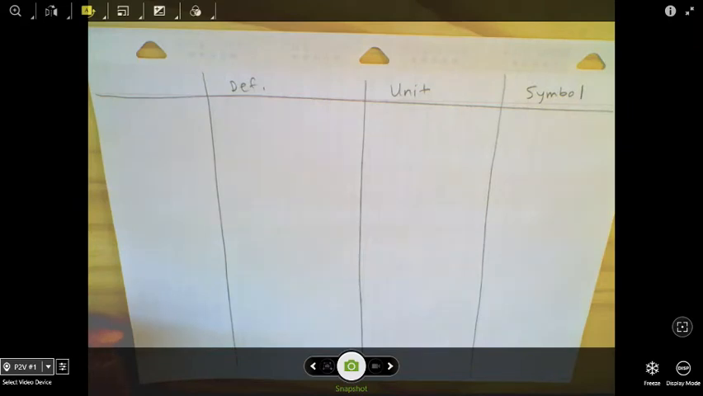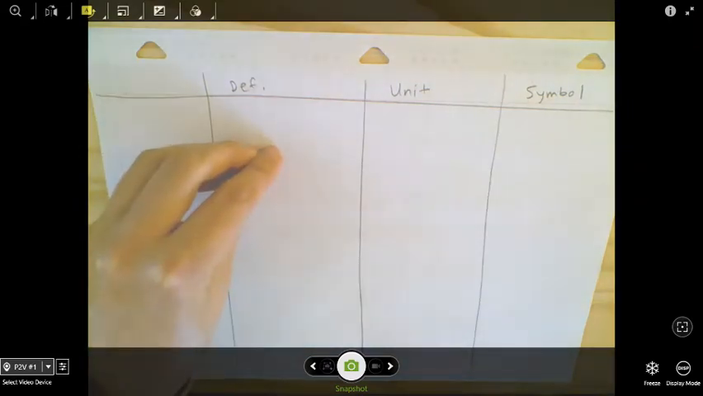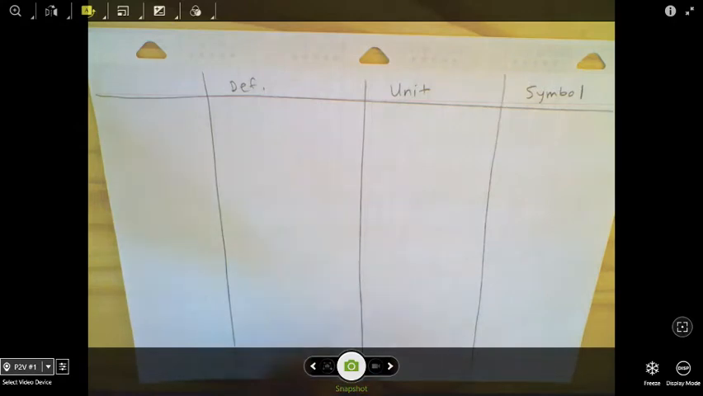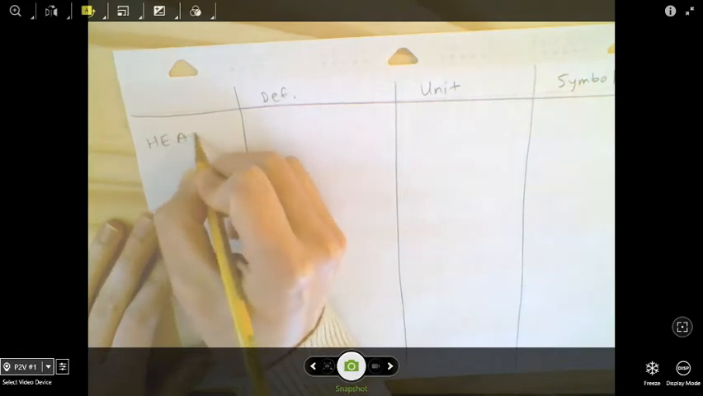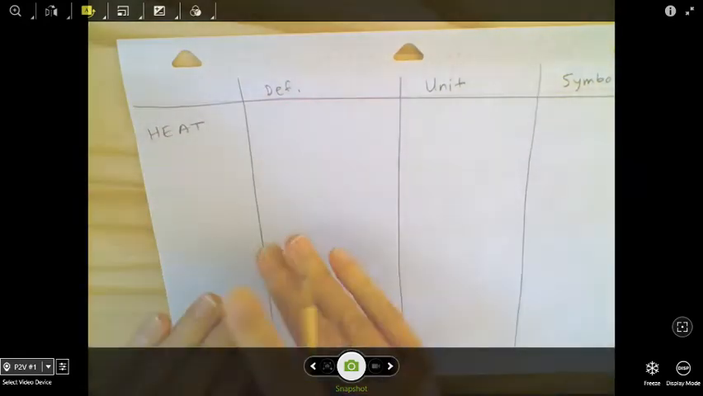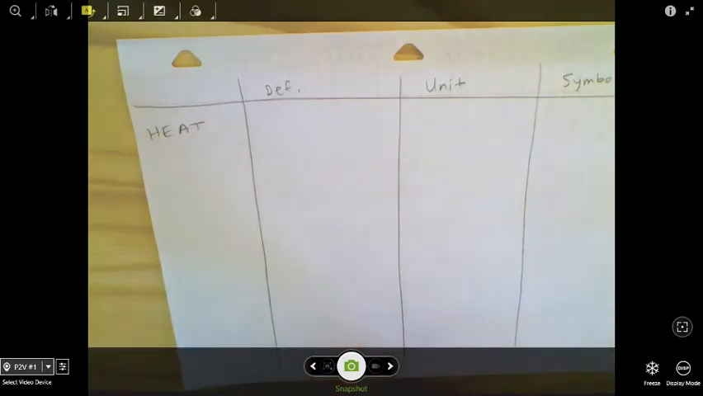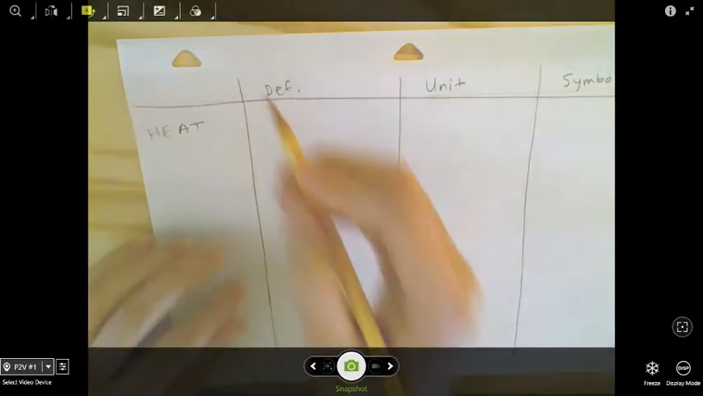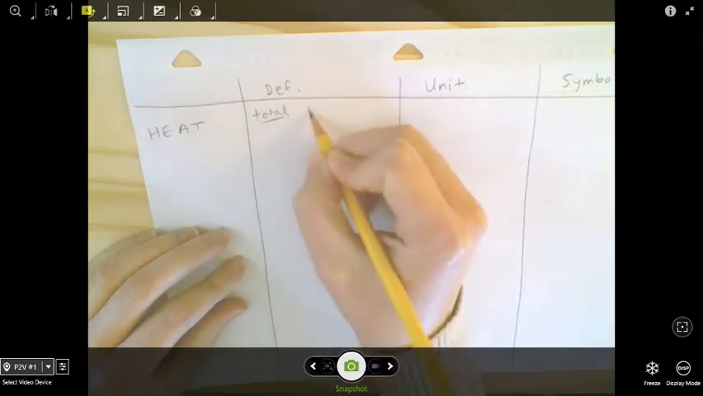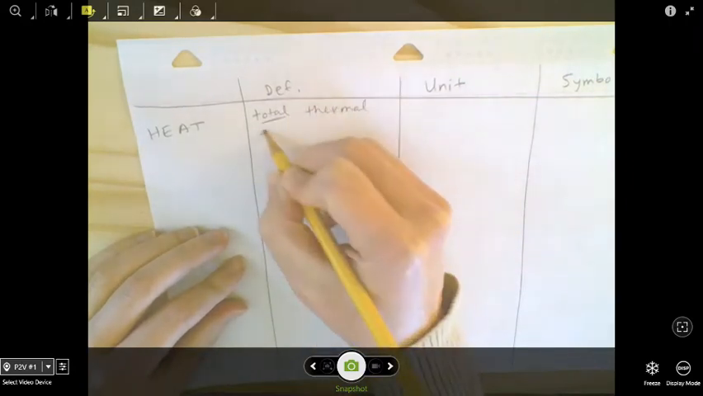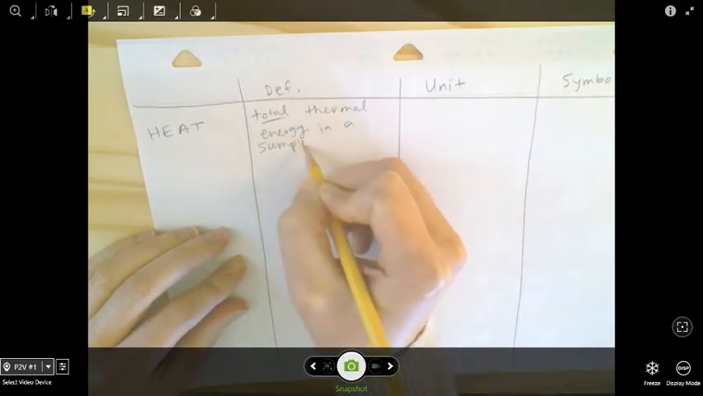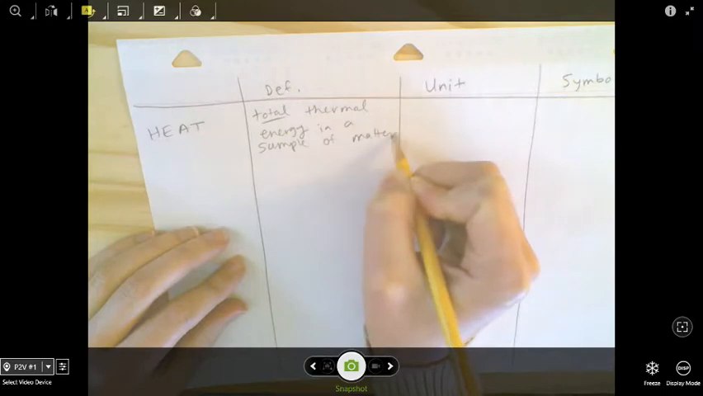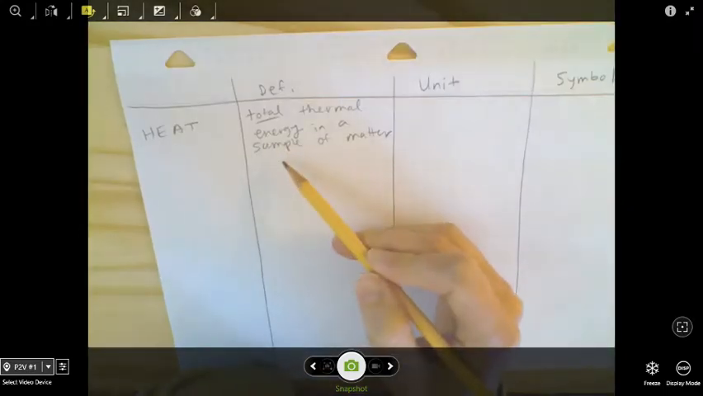Okay, so we're going to talk not just about heat and give that definition, but also the factors that affect heat and give those definitions and the units and the symbols that we use. So the first thing I want to talk about is heat. Okay, like I said, heat is not quite exactly the same thing as temperature. I like to think of heat as the total thermal energy in a sample of matter.